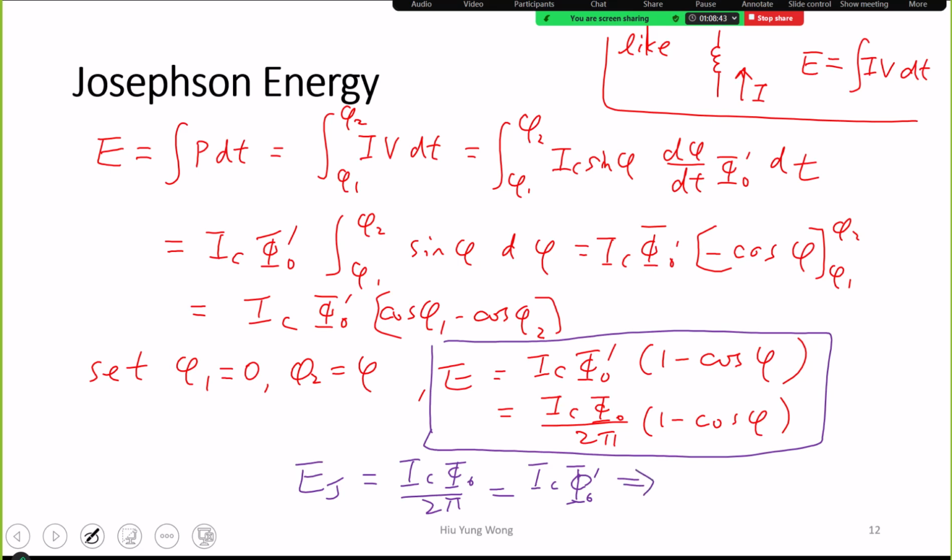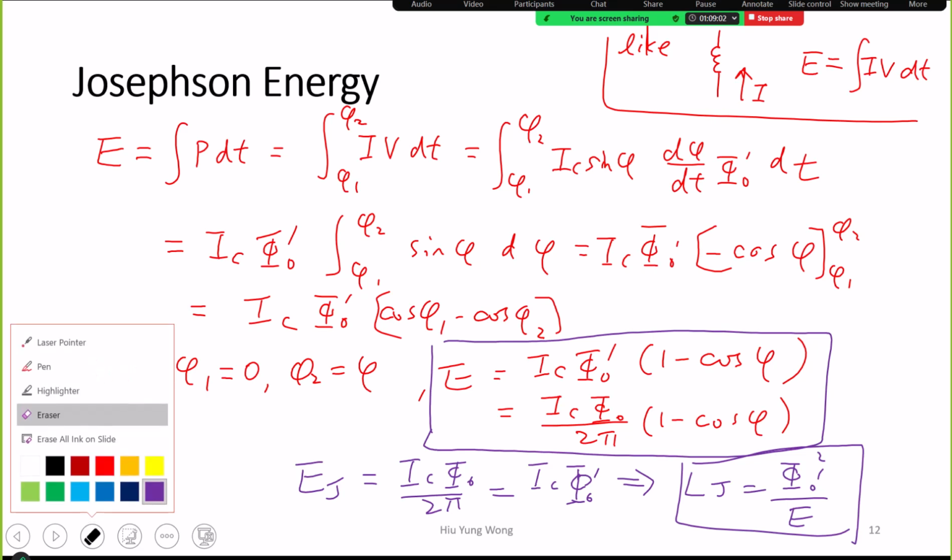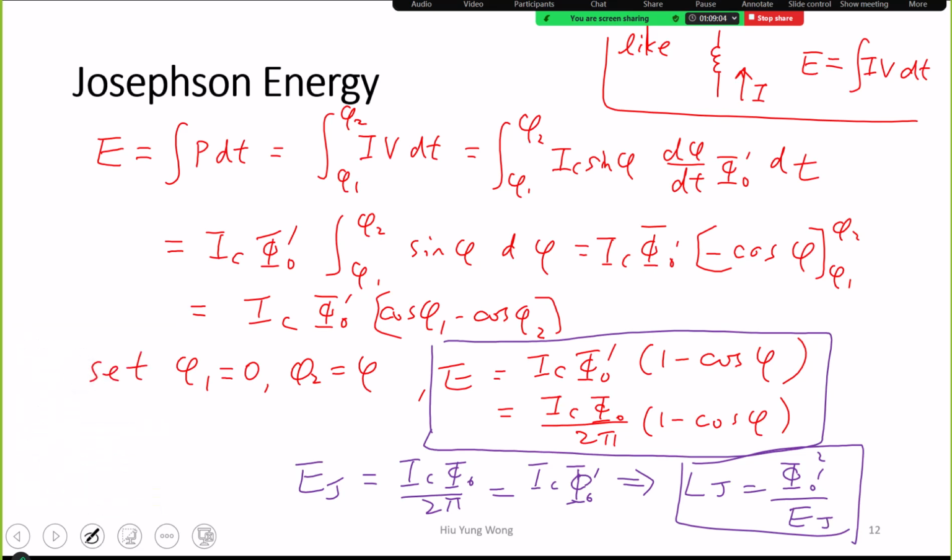And you can also further show that Lj, the Josephson inductance, equals phi naught dash squared divided by Ej. I always cannot memorize it, but just remember they have a relationship. When you need them, just check the table. Okay, so we are done with the Josephson junction. A little bit rushed, right?